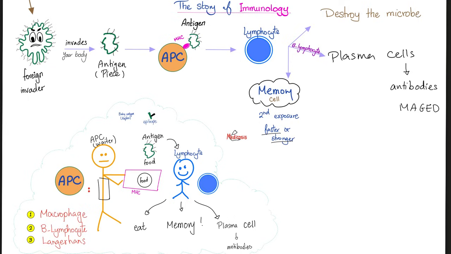The lymphocyte will recognize the food, or the antigen. And then the lymphocyte will do one of three things, or all of them. I can eat the food, I will remember the food, and I can become a plasma cell to secrete antibodies, only if this is a B lymphocyte. Nice. Let's take a step back. You said that this is the antigen-presenting cell. Like what? It could be a macrophage, a B lymphocyte, or a Langerhans cell.